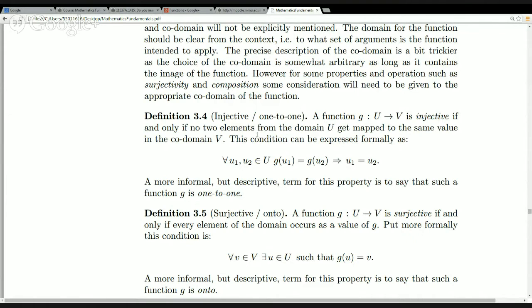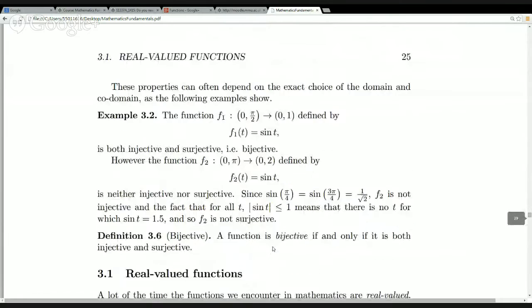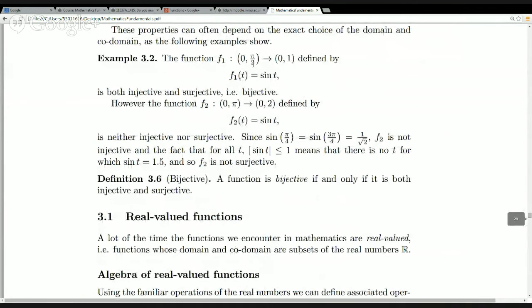So we looked at injectivity and surjectivity last time. We looked at a couple of examples, where you had the same underlying process of the sine of an angle, but depending on how you set up the domain and codomain, it could be variously injective or non-injective, or surjective or non-surjective.